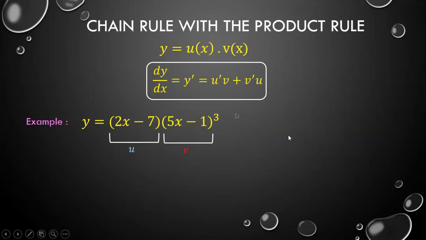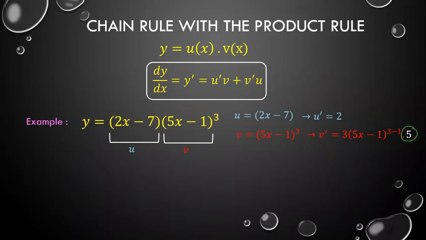When we have u is 2x minus 7, u prime is 2. And when we have v is 5x minus 1 to the power of 3, we got v prime is 3 times 5x minus 1 to the power 3 minus 1 times 5. Do you remember where the 5 comes from? Yes, the derivative of the inside function, right?